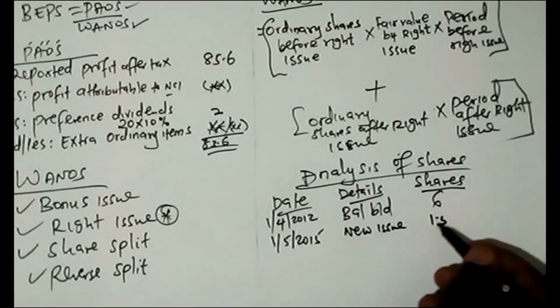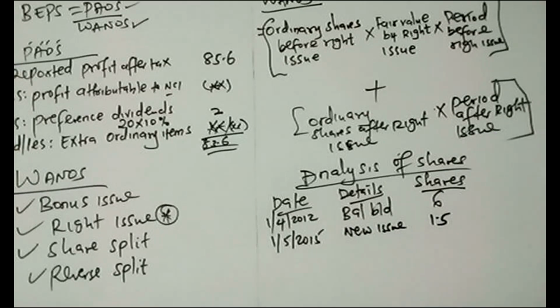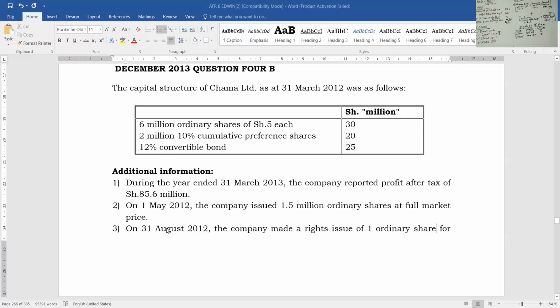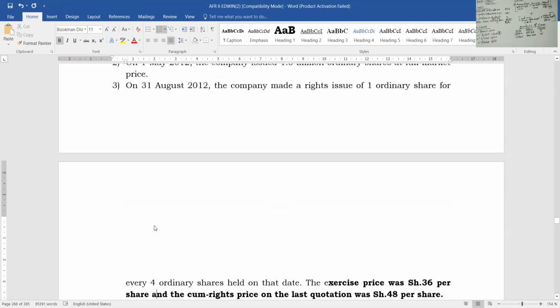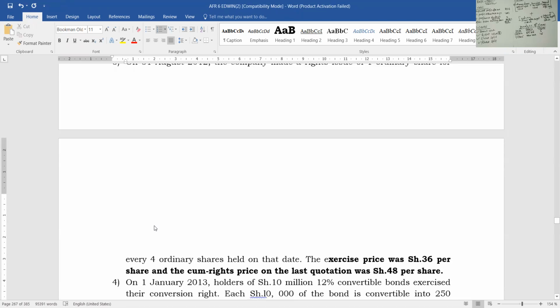This was 1.5. Then after that, we go to additional information number 3. Again, there were some shares which were issued through a right issue. So number 3, they say that on 31st August 2012, the company made a right issue of 1 ordinary share for every 4 ordinary shares held. So we need to get how many shares the entity issued through the right issue.